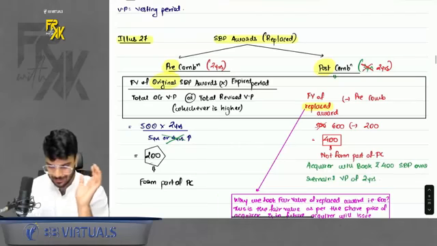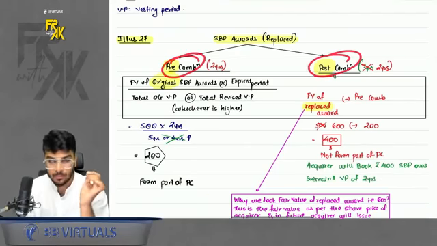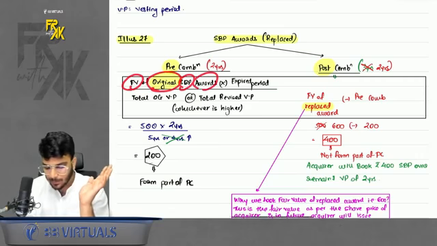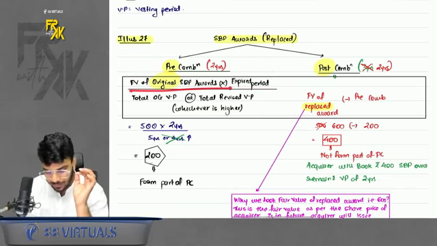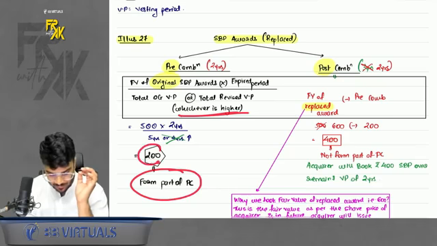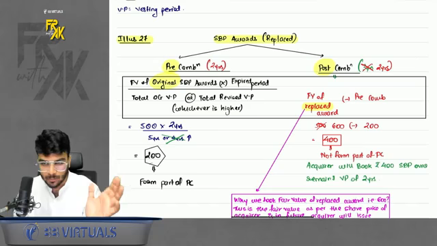What was the formula? You can see SBP awards divided into 2 parts, pre-combination and post-combination. In pre-combination you will say fair value of original SBP awards multiplied by expired period divided by total original vesting period or total revised vesting period, whichever is higher. This amount will form part of PC. Okay, and whatever is the balancing figure will come in post combination.